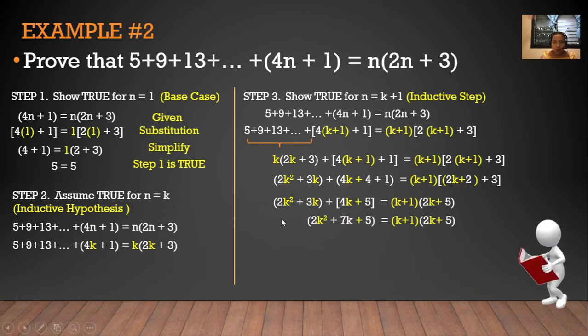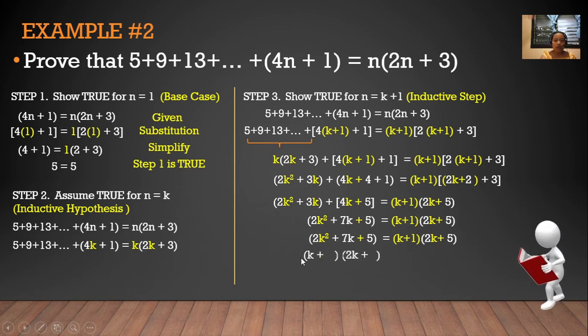Now, we will add the like terms. 3k and 4k are like terms. So, 3 plus 4 is equal to 7k. Copy the first term and the last term. And then, let's copy also the other side of the equation. Now, how to equate these both? Let's get the factors of this trinomial.